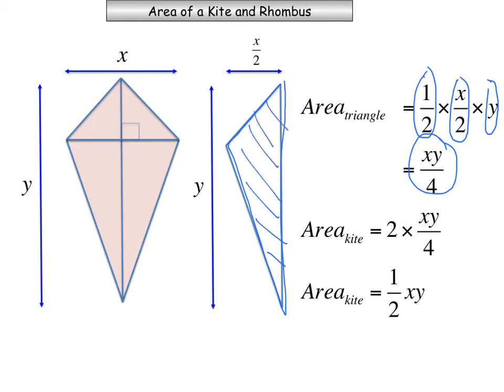But that's not the area of the kite. It's only half the area of the kite. So if we multiply by 2, we end up getting a half xy. So that's the area of that kite. If you do the same thing with the rhombus, I'm not going to go through the rhombus, but the same process happens, and you end up getting the area of the rhombus is a half xy as well. Just for an exercise, you might like to draw up a rhombus, label it xy, and follow the same process and see if you do get xy divided by 2, or a half xy.